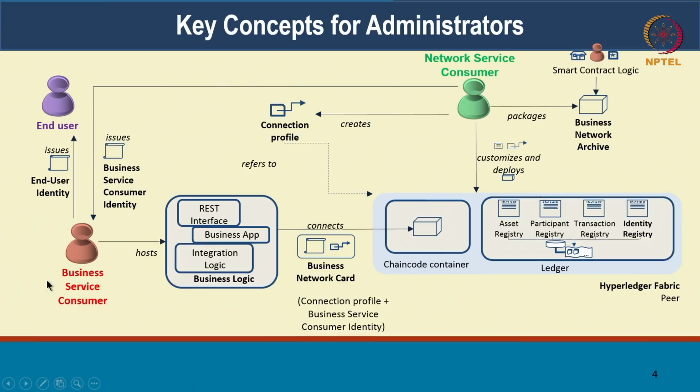These might be applications, it might be individual end users who are going to be invoking transactions that are defined in these smart contracts. They all, of course, need some notion of identity, right? So there is a notion of identity, so they're going to be issued identity.